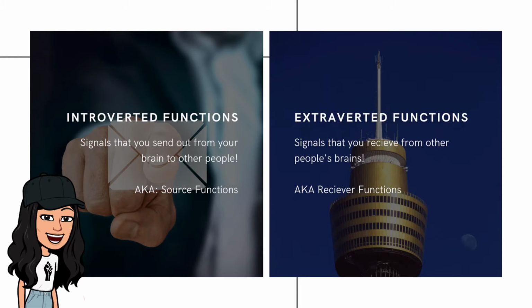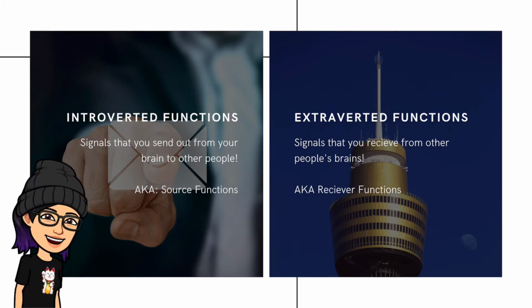Unlike the definitions we gave for these words in our previous video, introverted functions and extroverted functions work a little differently. In the realm of cognitive functions, introverted functions are what are known as source functions. This means that they are the signals that are being sent out from your brain. Extroverted functions are the signals that your brain receives from others. So it makes sense that if one person is sending out a particular kind of signal using one of their introverted functions, the signal is best received by someone who has the extroverted variant of that same function.